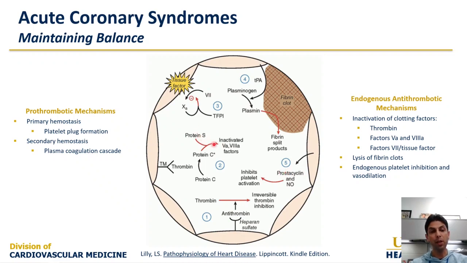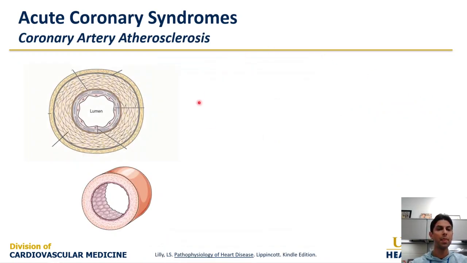So in a normal situation, in you and me, there's maintenance of balance through prothrombotic mechanisms as well as endogenous antithrombotic mechanisms, as was just discussed. Let's now get into more detail and discuss coronary artery atherosclerosis. But before we do that, we should talk about the anatomy of a coronary vessel.